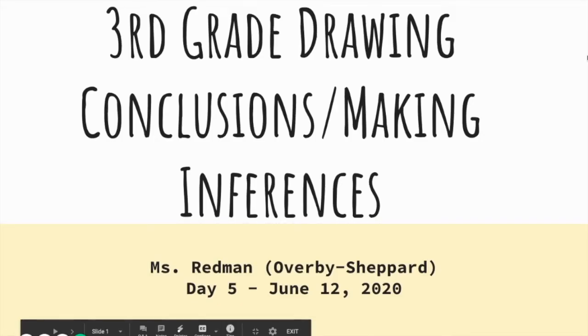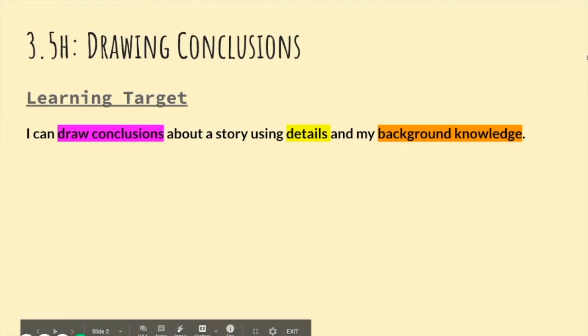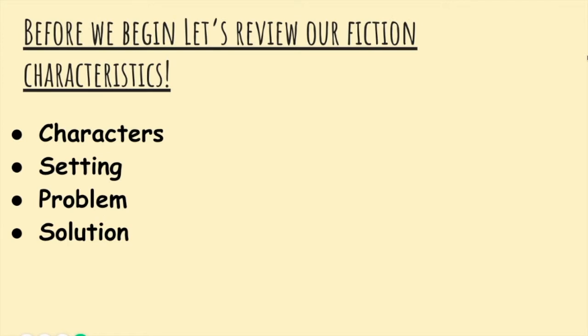All right, let's go ahead and start with our I can statement. Our I can statement is: I can draw conclusions about a story using details and my background knowledge. Of course, our fiction characteristics: a fiction story will have characters, a setting, a problem, and a solution.